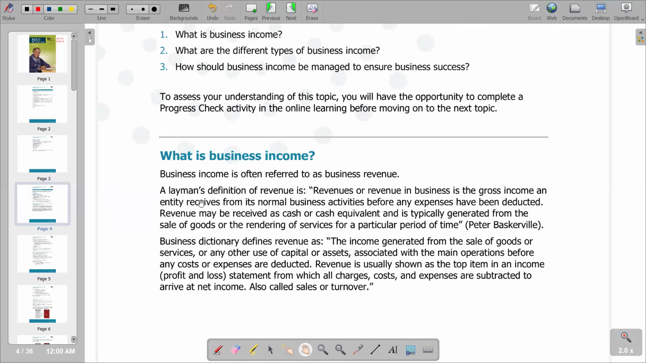This is now the definition of revenue that we are given according to Layman, which reads: revenues or revenue in business is the gross income it receives from its normal business activities. So it is very important that we specify the earnings being received as we describe revenue, that they are coming from normal business activities.